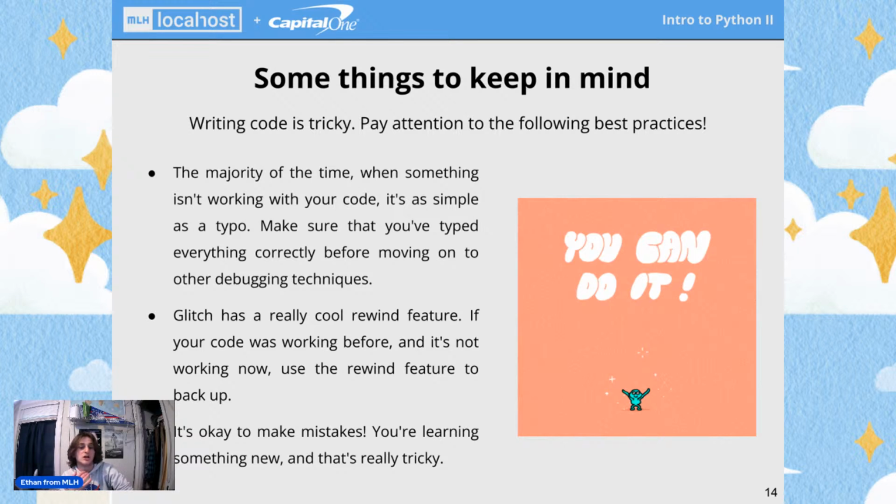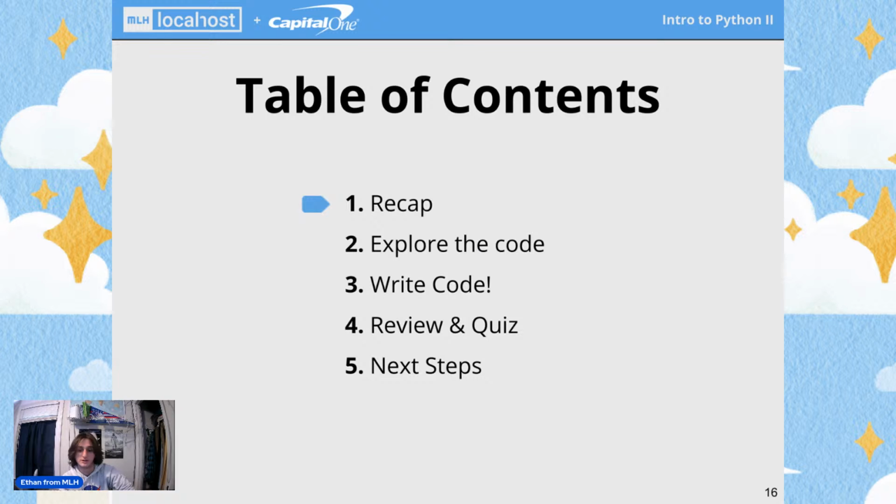But also Glitch has some really cool features called rewind. If your code was working before and it's not working now, you can use this feature to back up in your working history to when it was working. And overall, it's okay to make mistakes. You're trying to learn something new, and mistakes are a part of learning that new thing. So let's go ahead and get started.